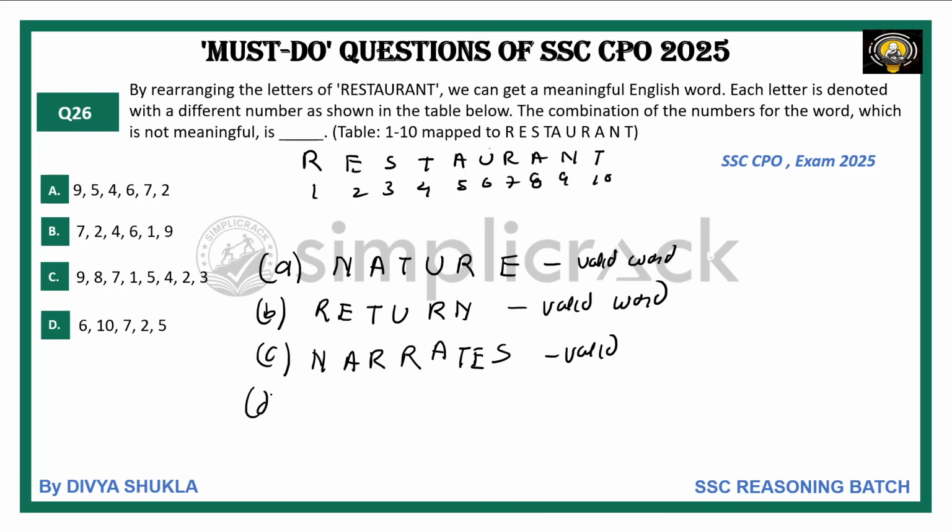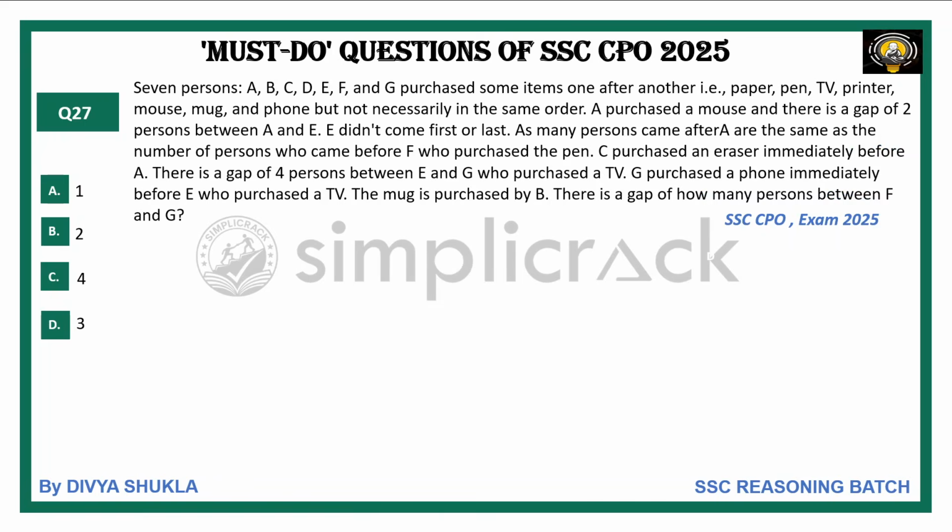In option D, I have 610, that is U T, then 7 is R, and then E, and then 5, that is A. So this is not a valid word or a meaningful word. That is why option D is the correct answer for this question. Let's see the next one.